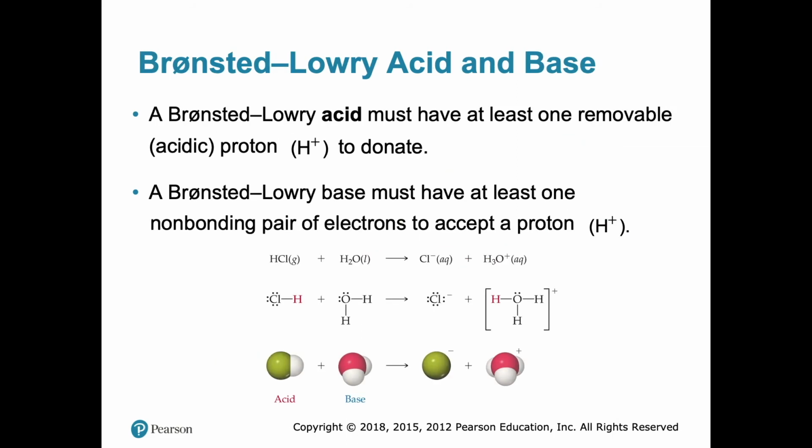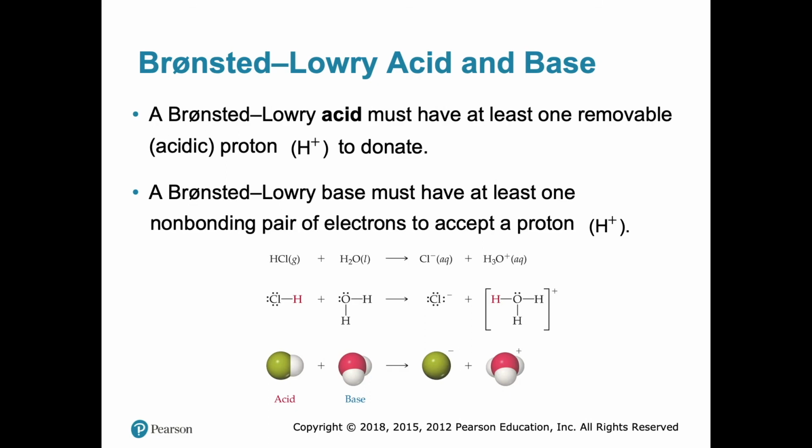But anyway, let's talk in more detail about the Bronsted-Lowry acids and bases, right? An acid must have at least one removable proton, one acidic proton to donate. And a Bronsted-Lowry base must have one non-bonding pair of electrons to accept a proton, right?